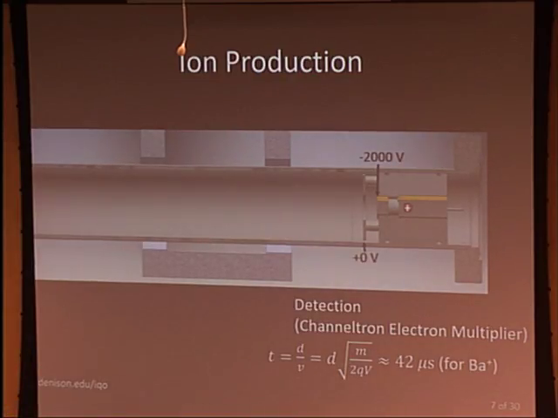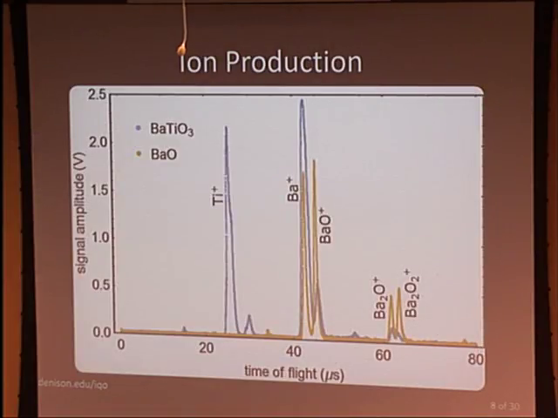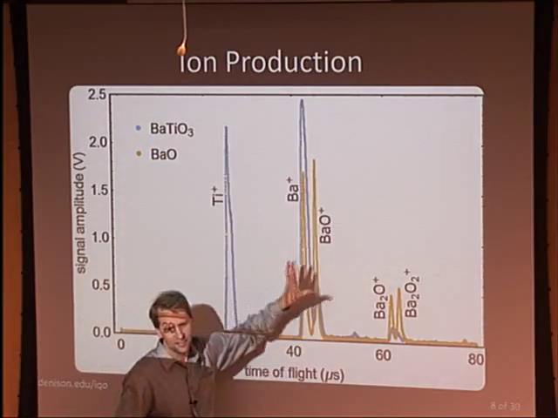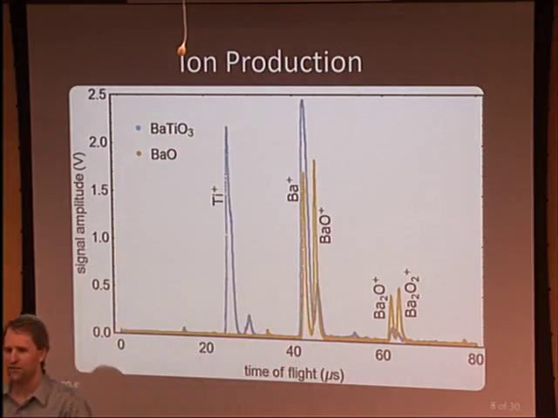So if you do this for a number of different substrates, one of the atoms we're interested in is barium. So we tried a couple of different barium substrates. This is the kind of spectra you get out of that. And as you can see, we produce lots of different kinds of ions, but in particular, we also produce lots of barium ions, which is what we want to laser cool and trap.